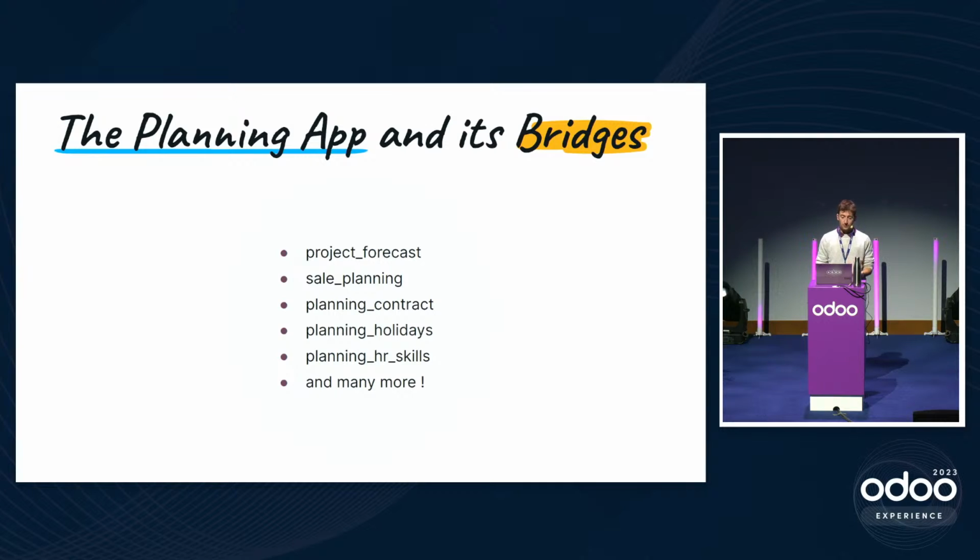So again, as with before, the planning app has a lot of bridge modules that provide it with extra functionality. Here we can see some of them. We have the project forecast, which basically connects the planning app with the project application. We have the sale planning module, which connects the sale app with the planning application. We have the planning contract, which adds the contracts application with the planning application. We have the planning holidays, which adds the time off application with the planning application. Planning HR skills, which adds skills to the planning application. And of course, we have many more.